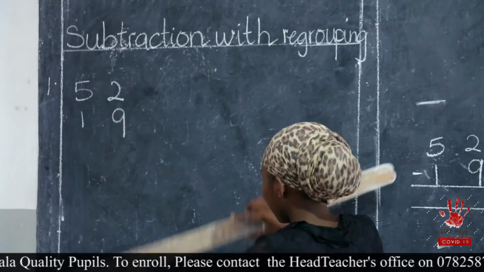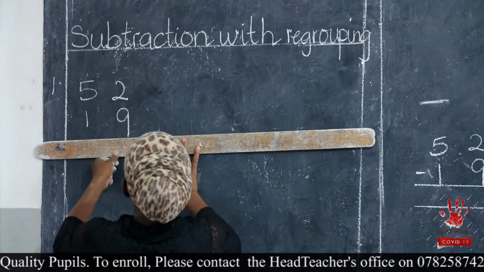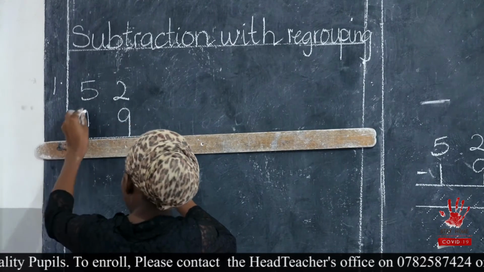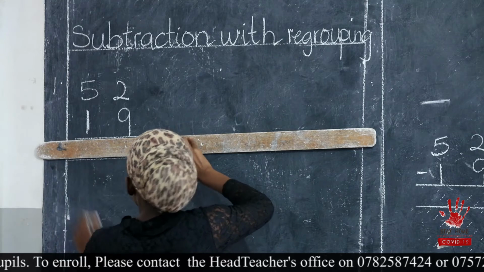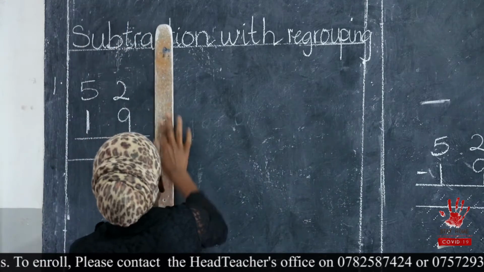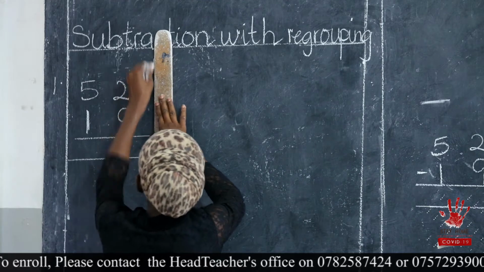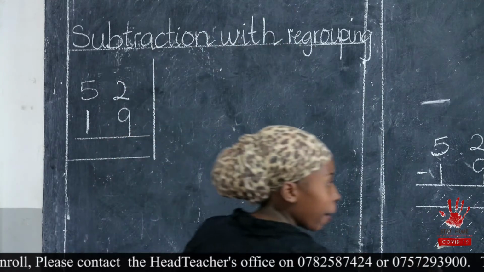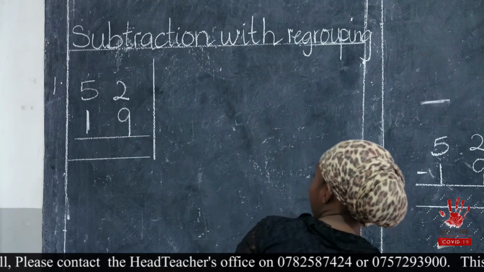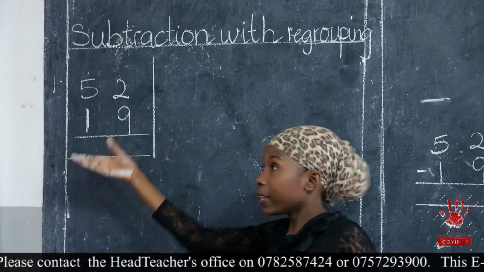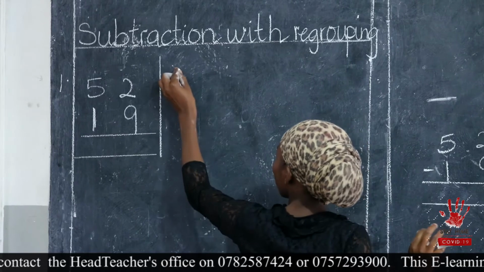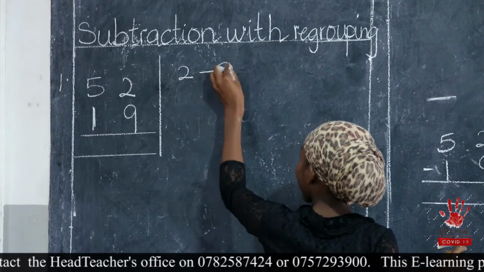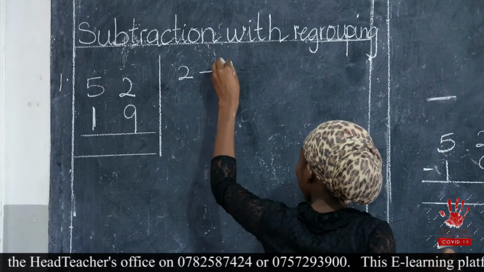Let's work it out. When we get a problem in life, we don't just say it is a problem. We find a way of working it out. So here we are. We're starting with the 1s, remember? And the numbers in 1s are 2 and 9, okay? So we are going to do 2, take away 9. Hey, that's where the problem came in.